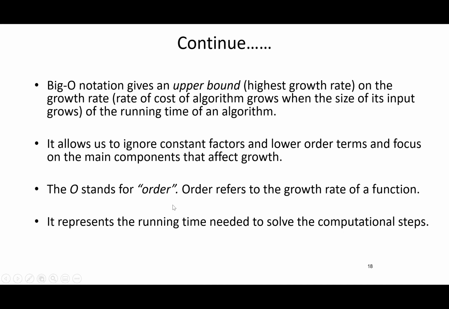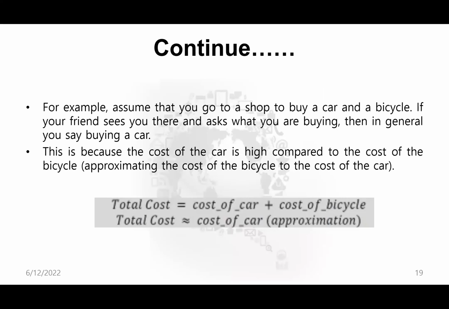The O here stands for order. The order here refers to the growth rate of your function. It represents the running time that you need to solve the computational step. So, for example, let's say you need to go to a shop to buy a car and also a bicycle, and your friend asks you, okay, what are you buying? Then you will say that, oh, I buy a car.